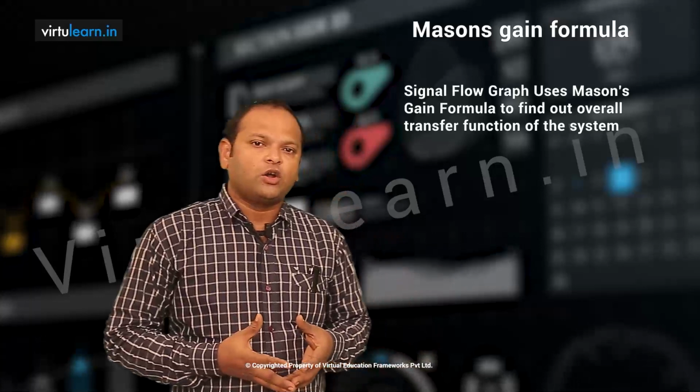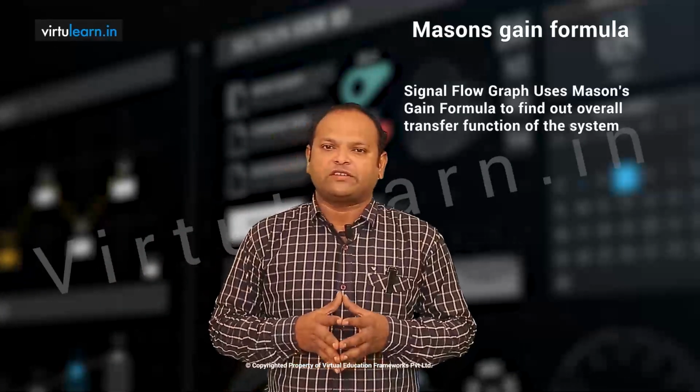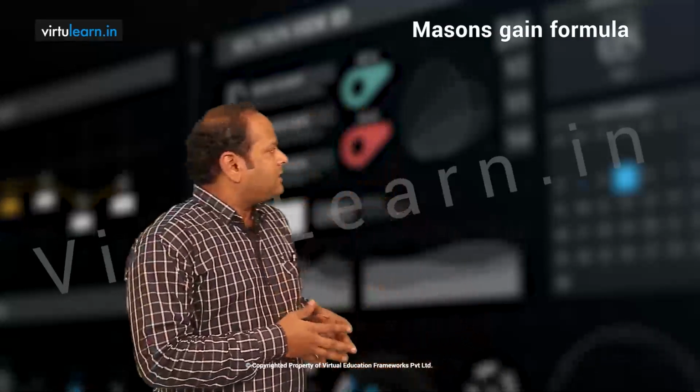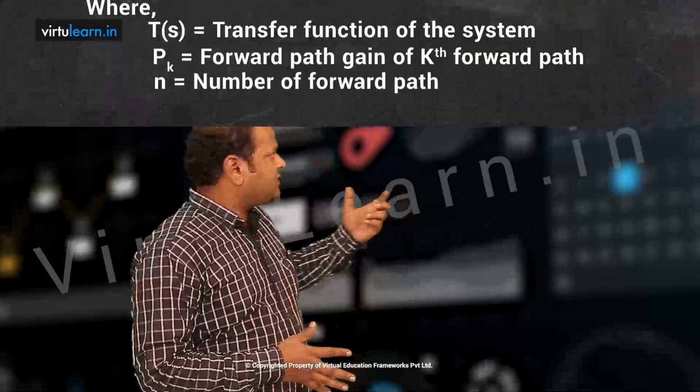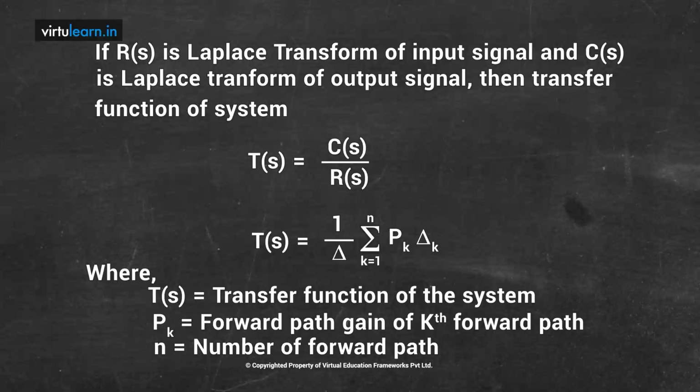Mason's gain formula to find the overall transfer function of the system. What is this Mason's gain formula? Let us take the transfer function T of S, which is the overall transfer function of the system. T(s) is equal to sigma k is 1 to n, Pk delta k divided by delta.